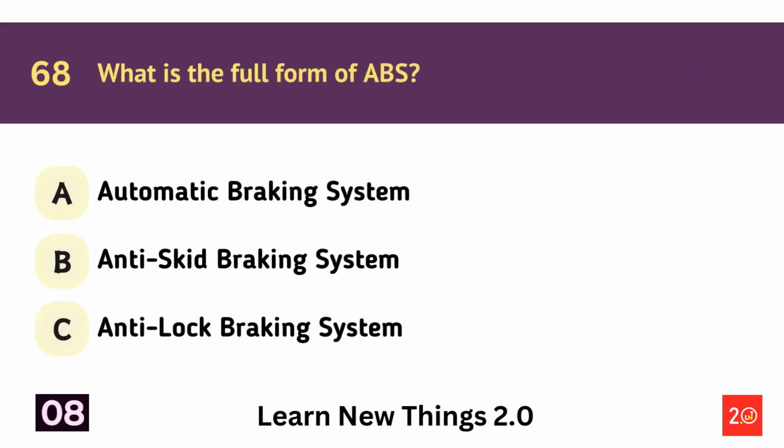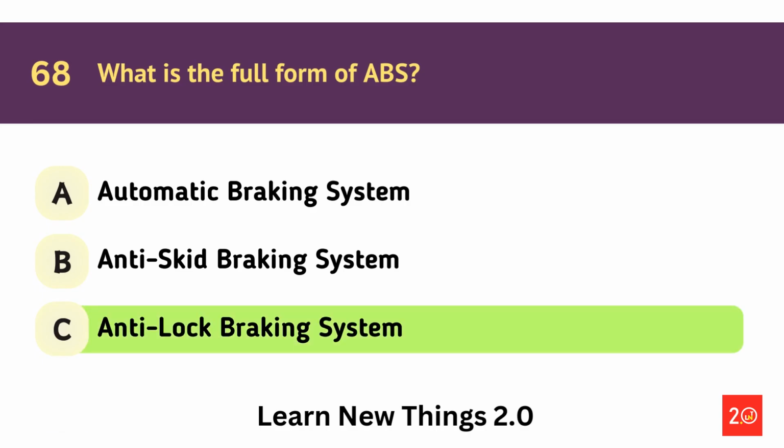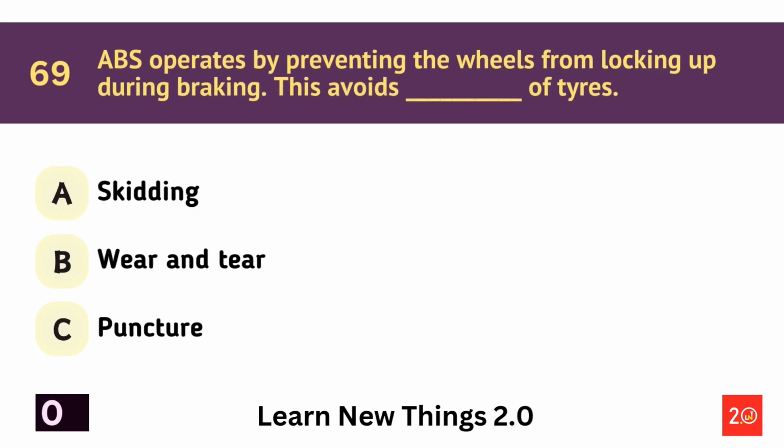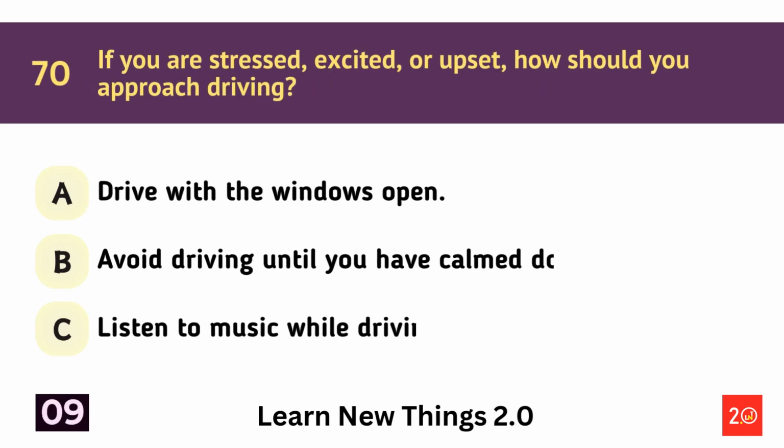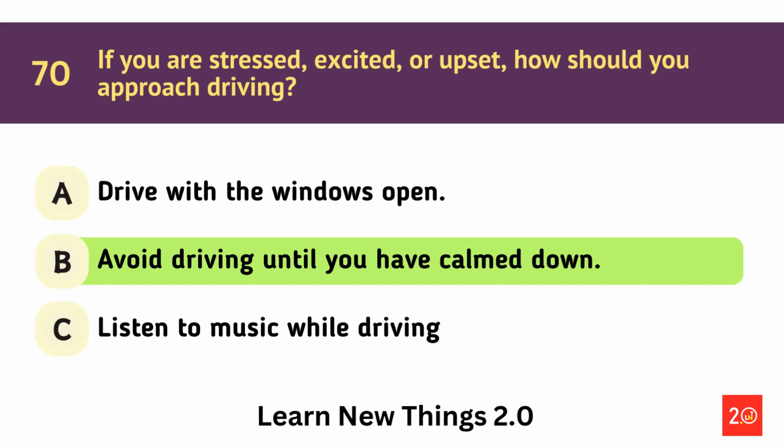What is the full form of ABS? Anti-lock braking system. ABS operates by preventing the wheels from locking up during braking. This avoids skidding of tires. Skidding. If you are stressed, excited or upset, how should you approach driving? Avoid driving until you have calmed down.